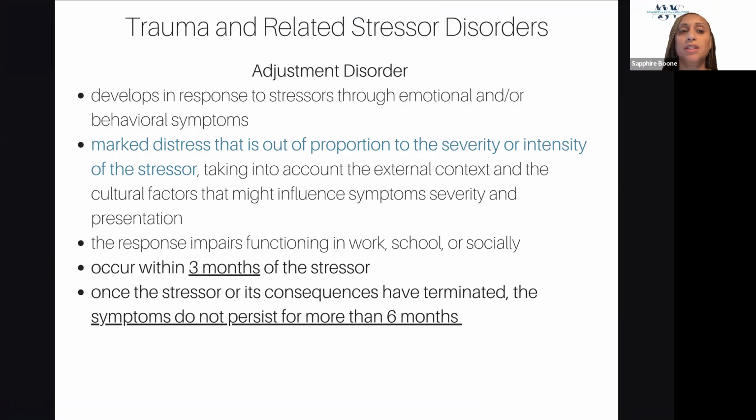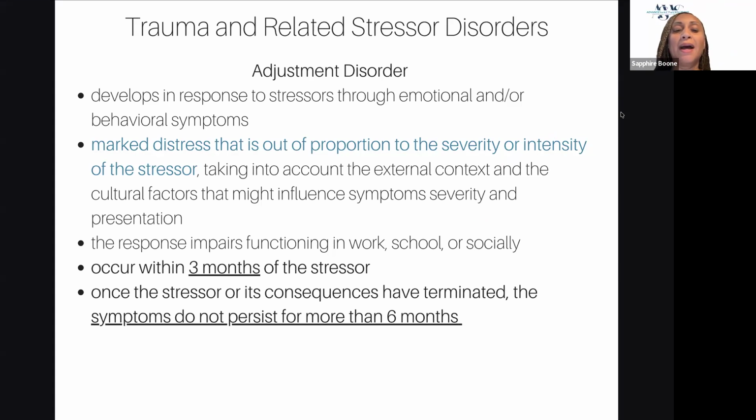Adjustment disorder develops in response to a stressor through emotional or behavioral symptoms. It's marked with distress that is out of proportion to the severity or intensity of the stressor. So again, losing a job is definitely hard.